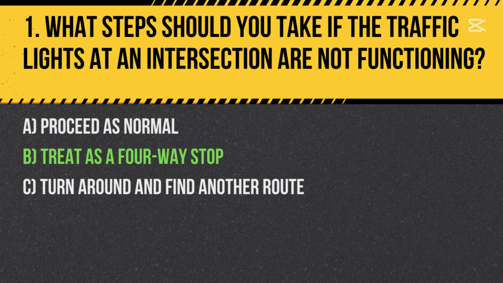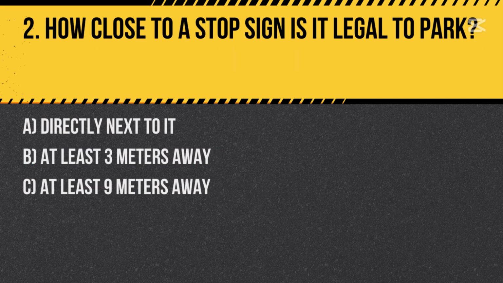When traffic lights are not functioning, treat the intersection as a four-way stop, taking turns with other drivers based on who arrives first. Question 2. How close to a stop sign is it legal to park? A. Directly next to it. B. At least 3 meters away. C. At least 9 meters away.